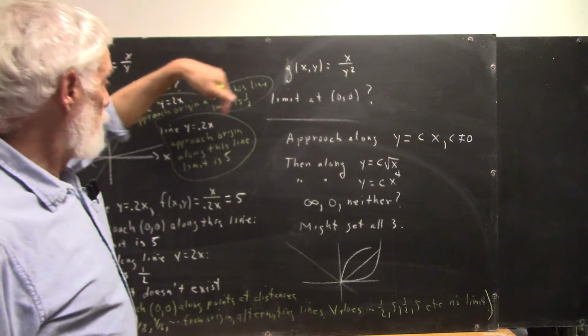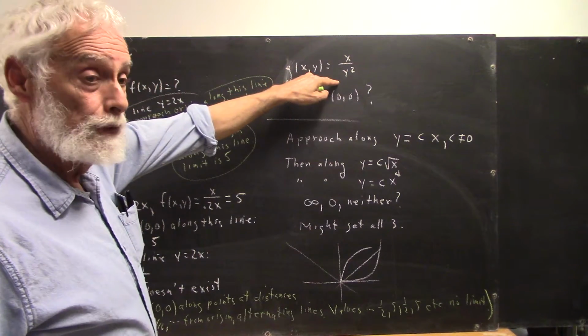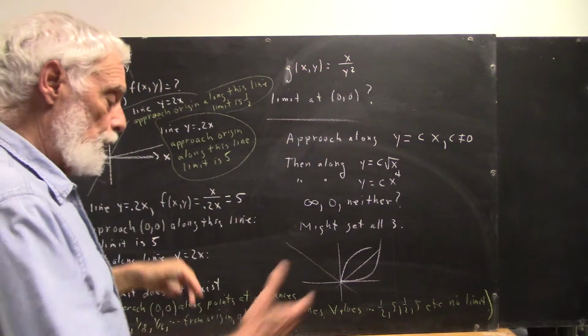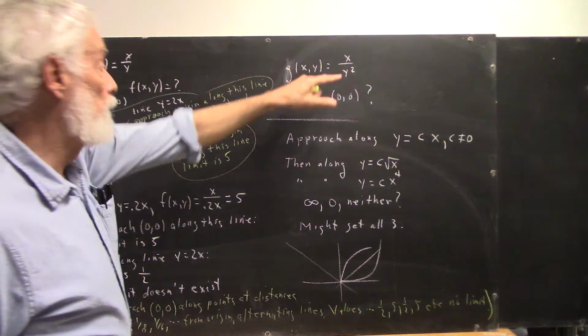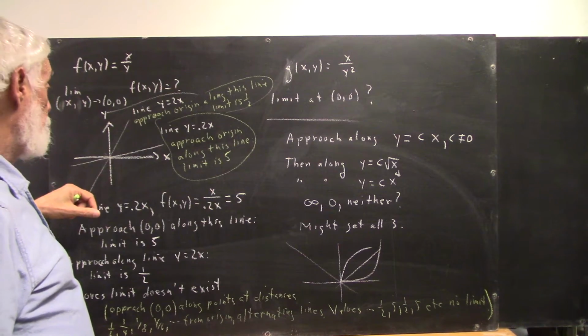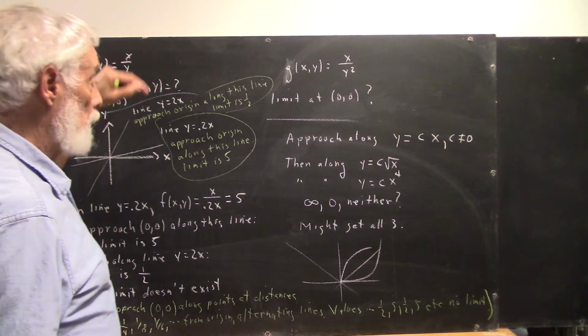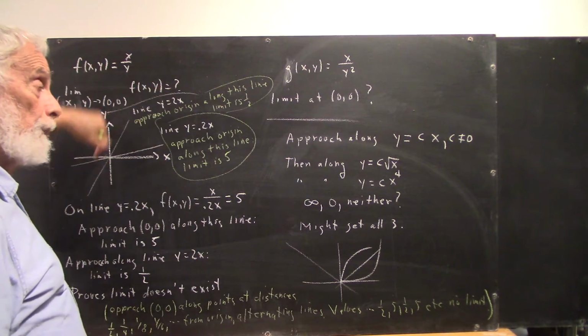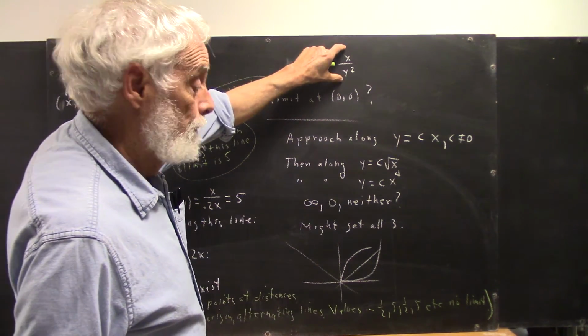If y was 0.2x, then what would this be? And what would that tell us about the limit of this function if we approached along this line? And if y was 2x, what would that mean if we approached along this line for this function?